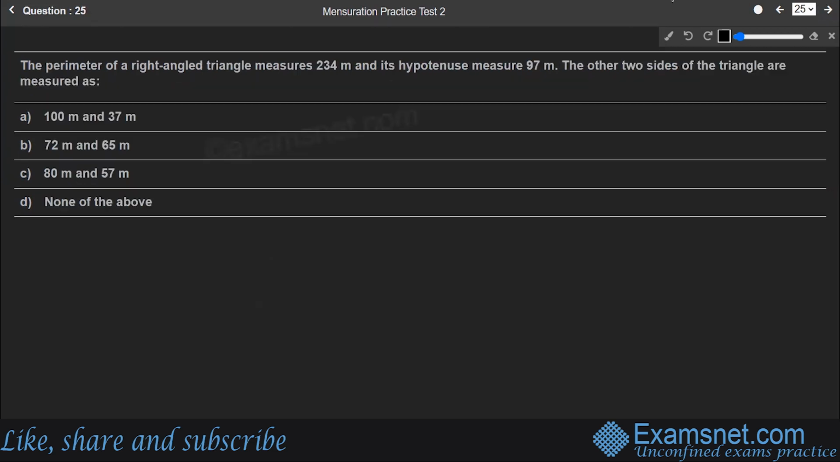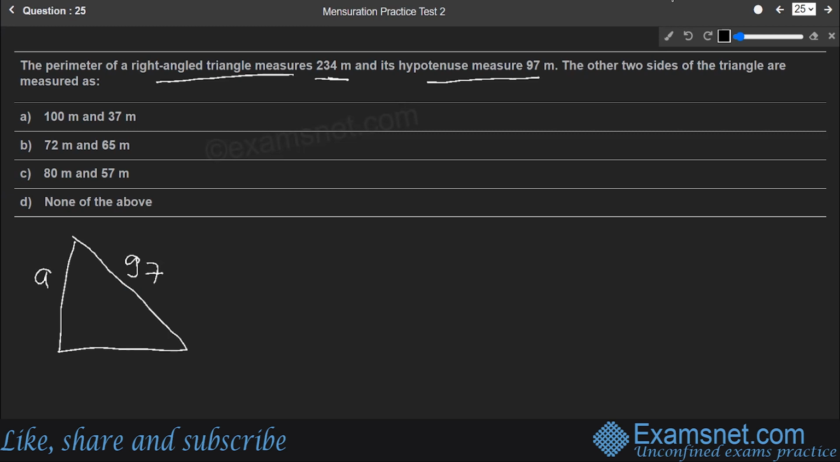Now, the perimeter of a right angle triangle measures 234 meters, and its hypotenuse measures 97 meters. So let's make a right triangle. This is a right angle triangle. He says the perimeter is 234 and the hypotenuse is 97. So let us assume the sides, this is the side A. So what will be the other side?